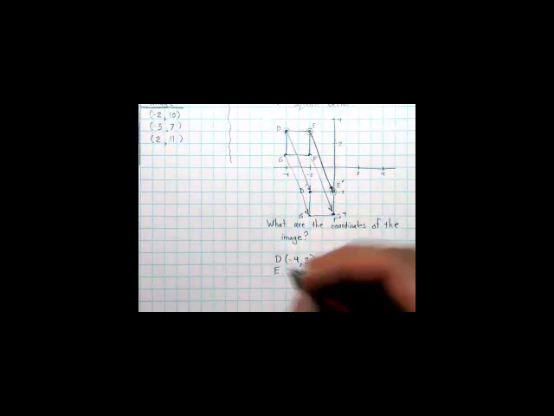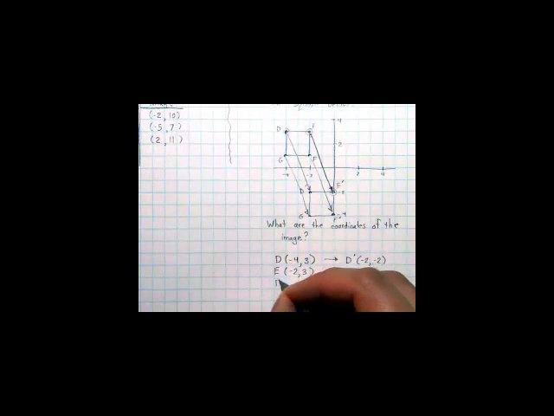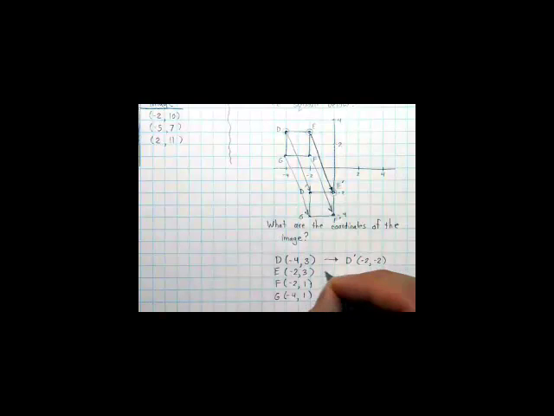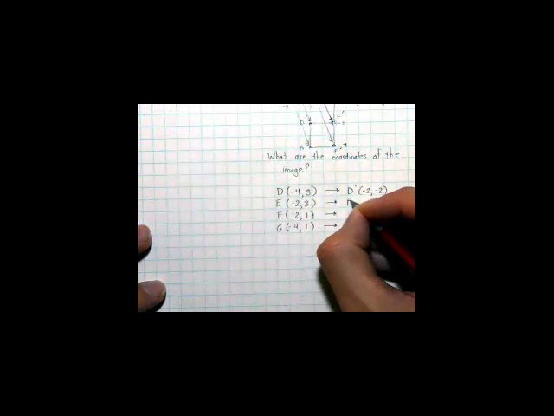Okay. So if I keep applying this rule just like I did the other ones, E is at negative 2, 3. F is at negative 2, 1. And G is at negative 4, 1. So I can very quickly, just like I did the rule, get E prime, F prime, and G prime just by adding 2 to every x and subtracting 5 from every y.